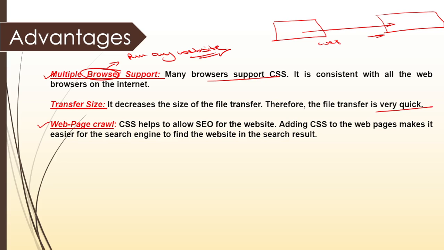Next is web page crawl. Cascading style sheets help to allow SEO. SEO means search engine optimization. It allows SEO for the website, and adding CSS to the web pages makes it easier for the search engine to find the website in the search results. This particular statement is very important from the examination point of view. So whenever a user adds cascading style sheets to the web pages, it helps search engine optimizers make the website visible very clearly.